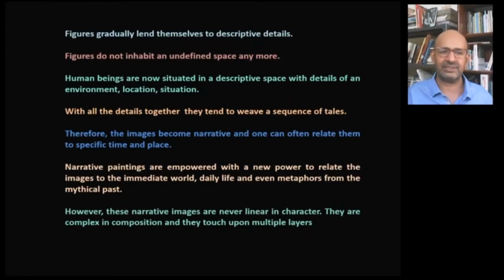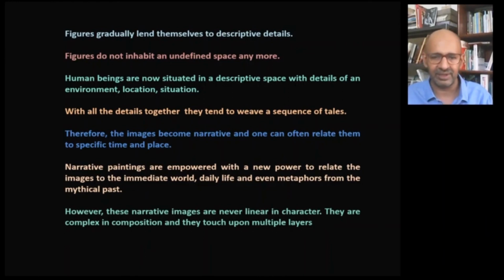Now slowly we shall see from the 1980s, figures would gradually lend themselves to descriptive details. Figures do not inhabit an undefined space anymore. In the case of narrative paintings, even the background space will have a lot of details with which we can associate and relate. Human beings are now situated in a descriptive space with details of an environment, location, situation. With all the details together, they tend to weave a sequence of tales. The tales are not necessarily given, but there are details, there are threads with which you can weave a tale. And the tendency is, of course, to tell the viewers not one, but maybe many stories.